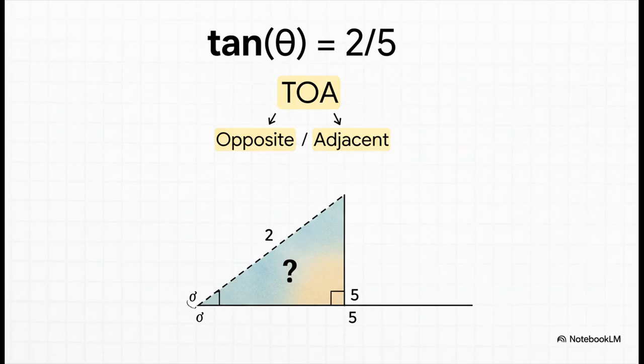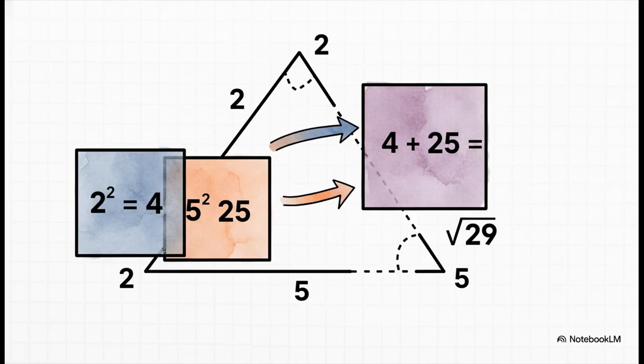Tangent, TOA, opposite over adjacent. So if the fraction is 2 over 5, that tells us everything. We can literally just draw a right triangle, pick an angle for theta, and label the side opposite to it 2 and the side adjacent to it 5. We just rebuilt the triangle from scratch. And look at that, we're right back on familiar ground.